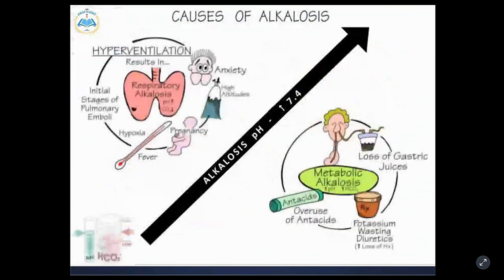Going on to alkalosis, any condition that will cause hyperventilation or increase the rate of respiration will result in washout of carbon dioxide from the body, causing respiratory alkalosis. The commonest example is anxiety. Other examples include hypoxia, fever, pregnancy, high altitudes, etc. Alkalosis can also be metabolic, and this is primarily due to overuse of antacids, loss of gastric juices, and very importantly, the effect of potassium wasting diuretics, which are used to maintain the blood pressure.